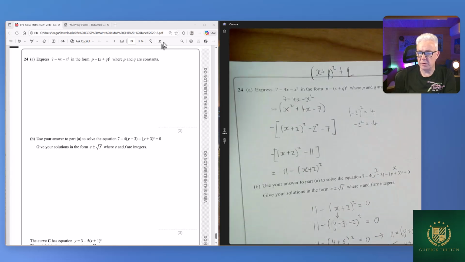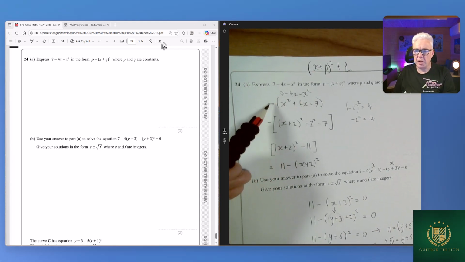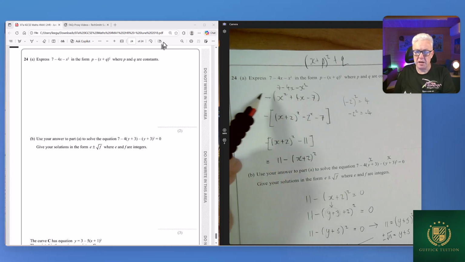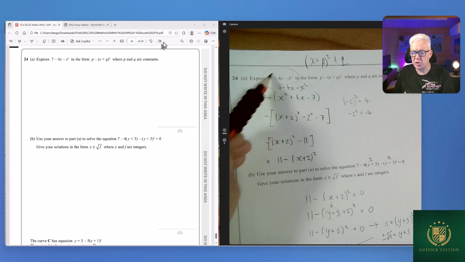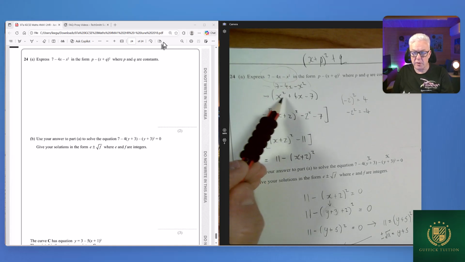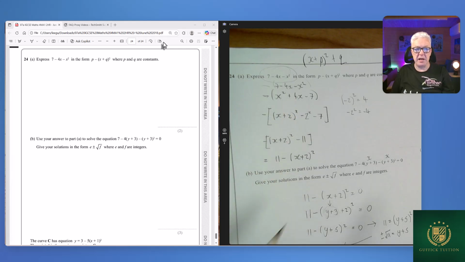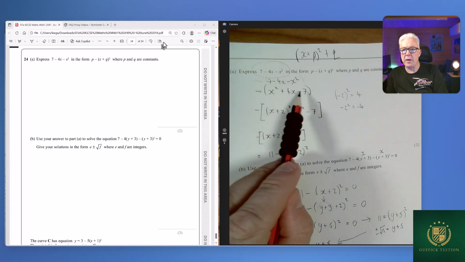So because I don't like dealing with these negative x squared terms, I'm going to take a minus and put it outside a bracket. If I take out a factor of -1 from the expression in the question, I could write it as minus (x squared plus 4x minus 7), to change this into a format that I'm more familiar with dealing with. So now I know how to deal with this.